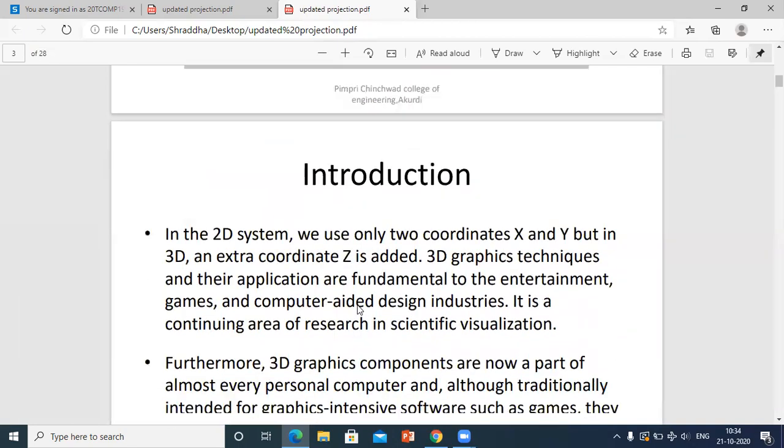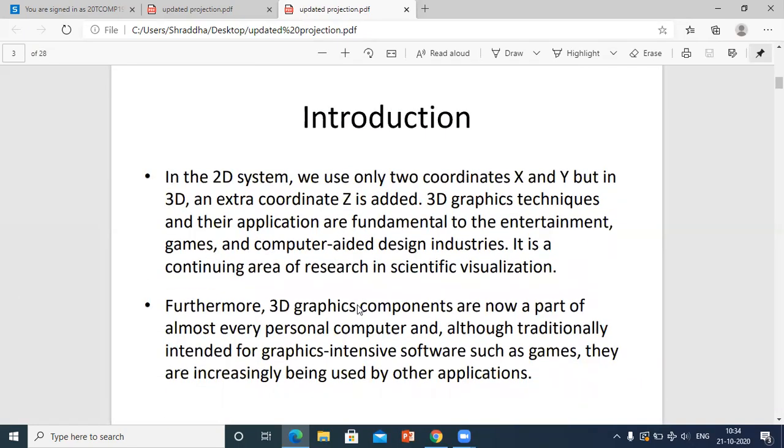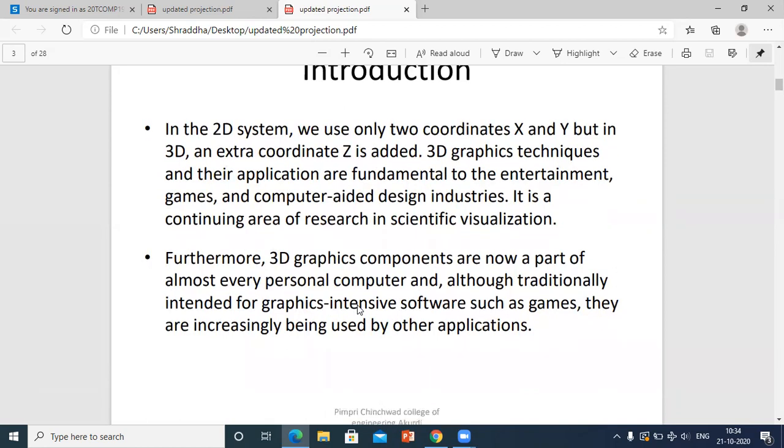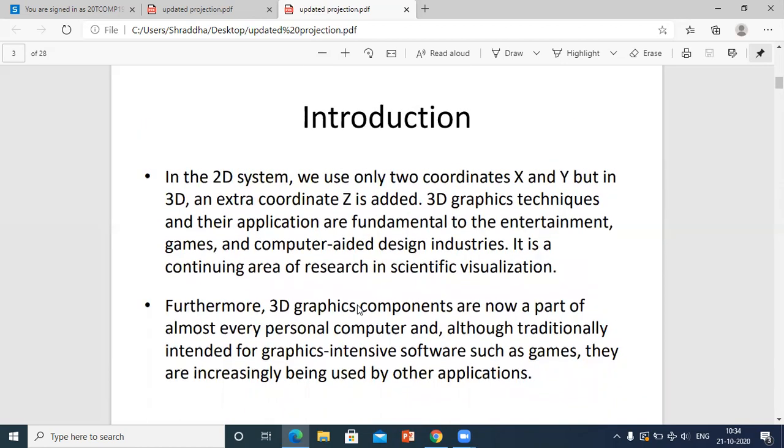Now we will see why we actually use projection and for what purpose we use projection. So let's start. Now you all have seen that in the 2D system, we use only two coordinates, that are x and y coordinates. But in the 3D coordinate system, there is an extra coordinate or axis included, that is nothing but the z-axis. So 3D graphic techniques and their applications are fundamental to the entertainment, games and computer-aided design industry. It is a continuing area of research in scientific visualization.